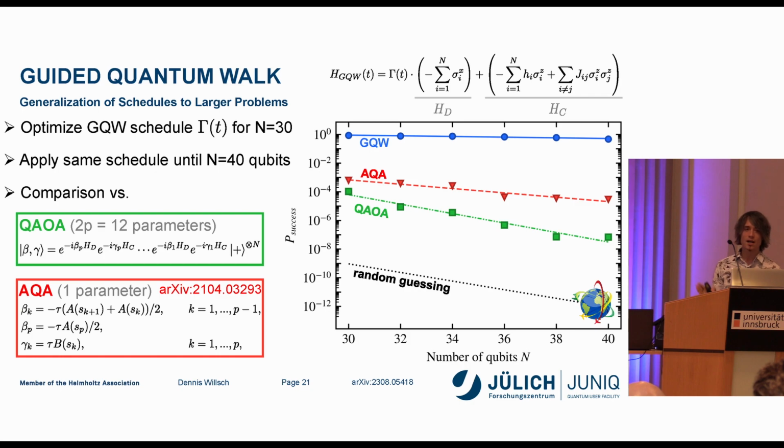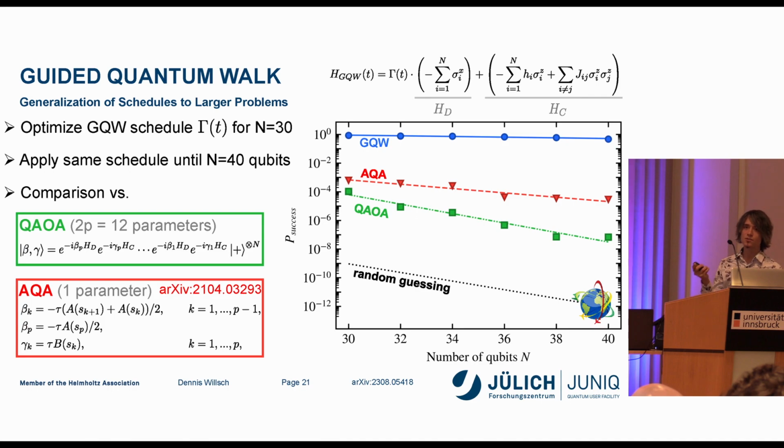And in the very last slide, I want to talk about the generalization of these schedules from the guided quantum walk. So we're scaling the problem up now, and what we do is the following. We optimize the guided quantum walk schedule, so we optimize these 6 hyperparameters for 30 qubits, and then we use the same hyperparameters up to 40 qubits. So we use the same annealing scheme, or the same hopping rate schedule, until 40 qubits. This is a large simulation, it requires thousands of GPUs, but it's just one simulation in a sense, right? Because we don't need to optimize it again.